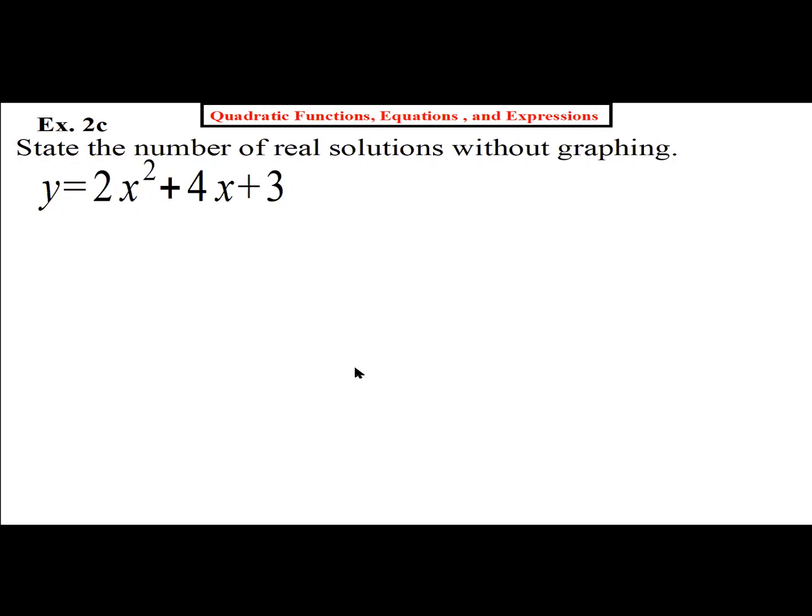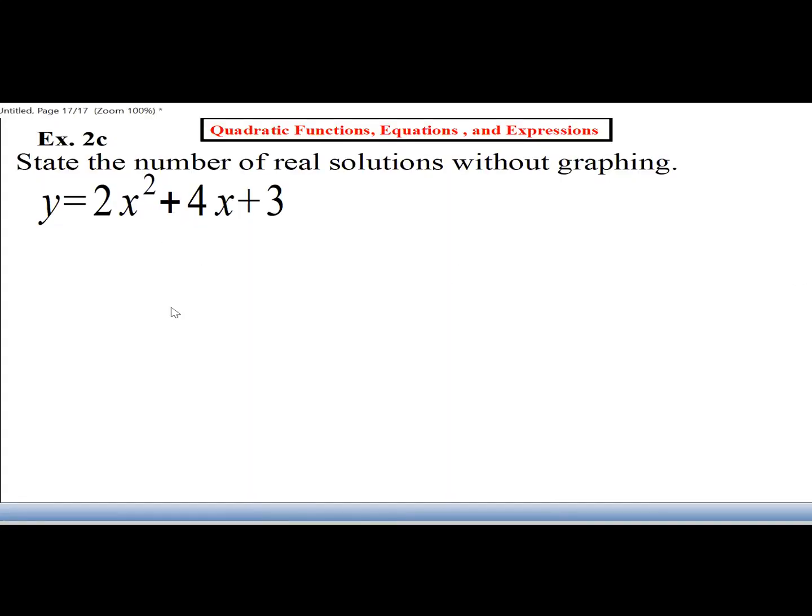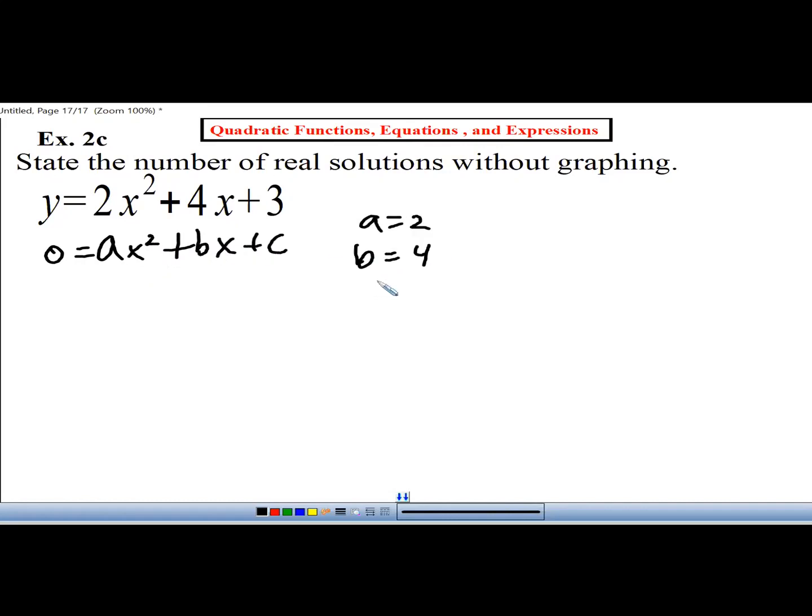All right, here we go. So, first things first, is it in standard form? Yes, Mr. Q. Okay, so then let's identify A, B, and C. So let's see, 0 equals ax squared plus bx plus c. So A is 2, B is 4, C is 3.